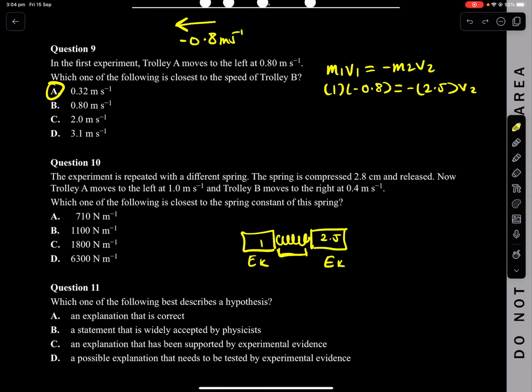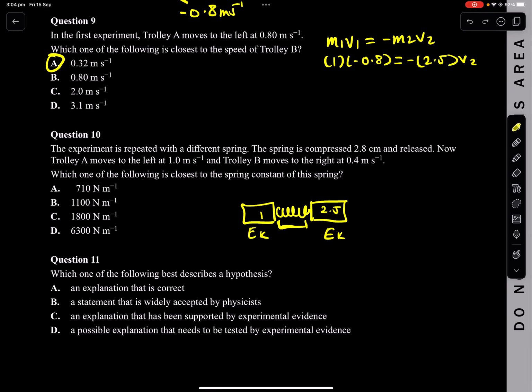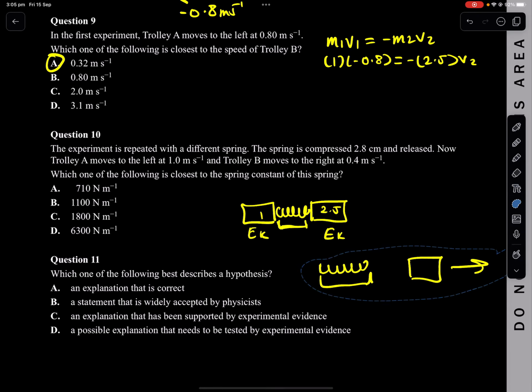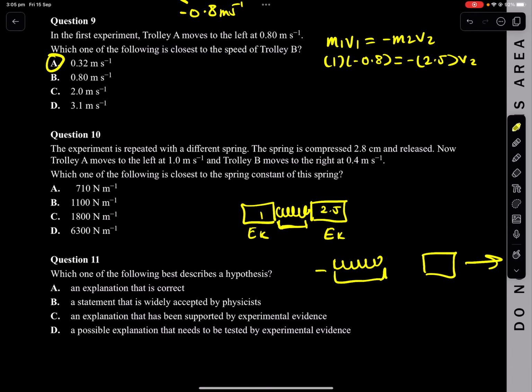So all that energy was held in that spring. When released, the spring comes back to its original shape, and these ones move outwards. So what happened to the energy? This now becomes 0 because the spring is no longer compressed. There is no elastic energy. So what happens to that energy? Because we know energy is always conserved, the energy went towards both trolleys, and now these have kinetic energy.